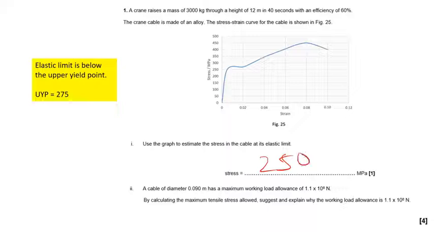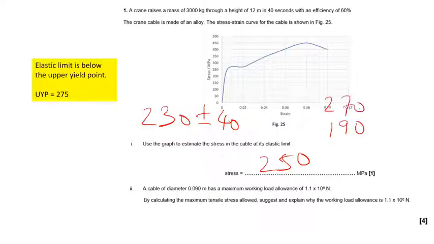Now in the mark scheme, it says 230 plus or minus 40. So the minimum value for this is 190, and the maximum is 270. So 190 is about there, and 270 is about there. So that is the answer.